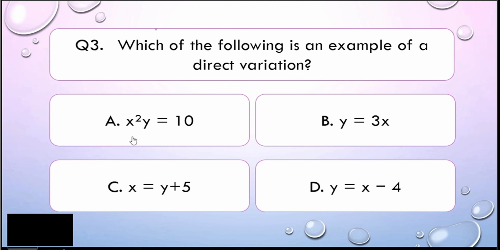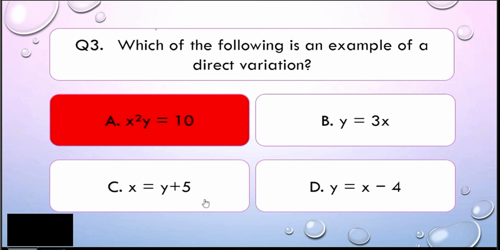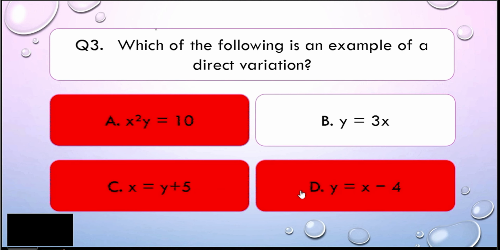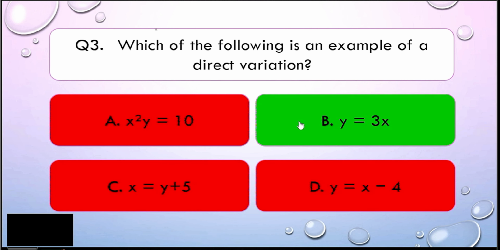We have here x squared y, so that is wrong, my dear math learners. We have here y plus 5, that is wrong. It's not beside; it is another term here. Same goes with letter D. So the correct answer, my dear math learner, is letter B. Y is equal to 3x, in which y varies directly as x, in which the constant of variation is equal to 3. Very easy, my dear math learners. So now let us go to question number 4.